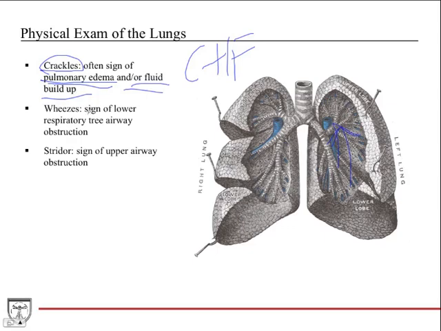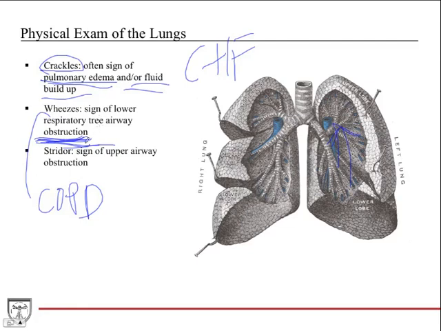Versus wheezes, these are a sign of lower respiratory tree obstruction. So this is the key thing here. Someone's wheezing, it's because of obstruction. And so when does someone wheeze? During an asthma attack, for example. Some asthma patients, even when they're just sitting there, you can hear some wheezes. The big thing you'll hear wheezes for is COPD. So often patients with COPD will have wheezing.